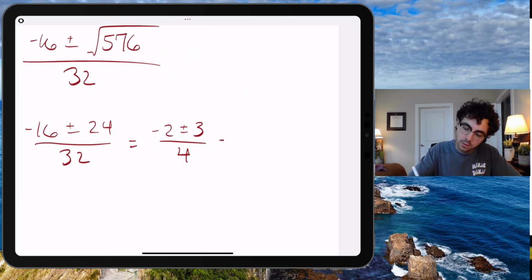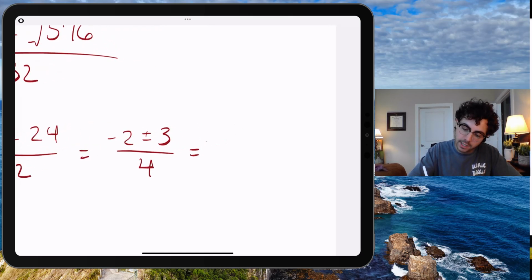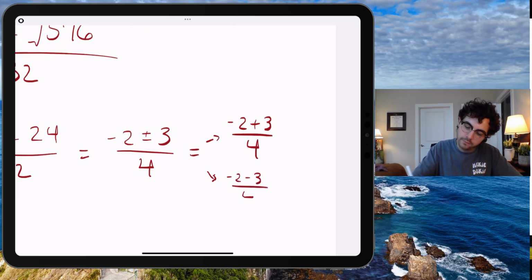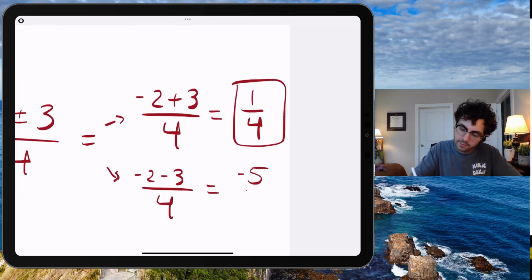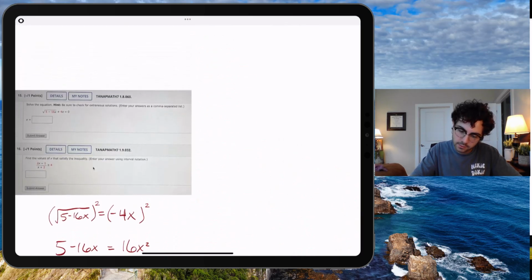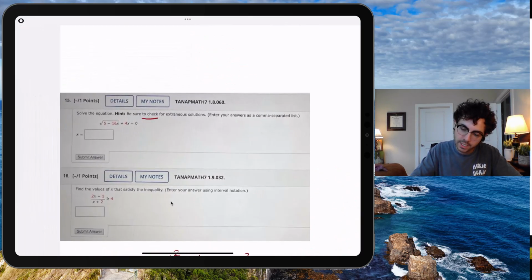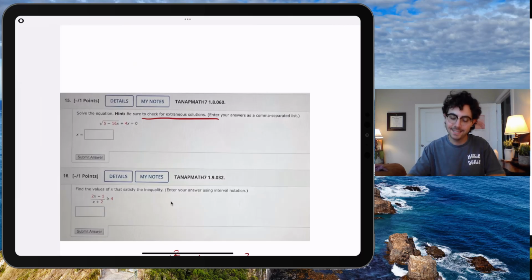That's cute. And then let's split it up into answers. We have negative 2 plus 3 over 4. Negative 2 minus 3 over 4. So we get fractions. We get 1/4. And we get negative 5/4. Now what do we need to check for? Did they tell us? Extraneous solutions. They did tell us.